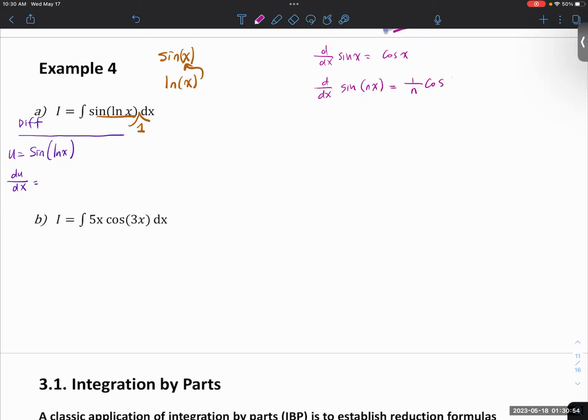Nx, cosine nx. And therefore, what happened? We have d over dx sine ln x. So this is a chain rule. First of all, this is going to be cosine ln x. And then you are going to take the chain rule, 1 over x. Chain rule, which means take the derivative of the ln x.